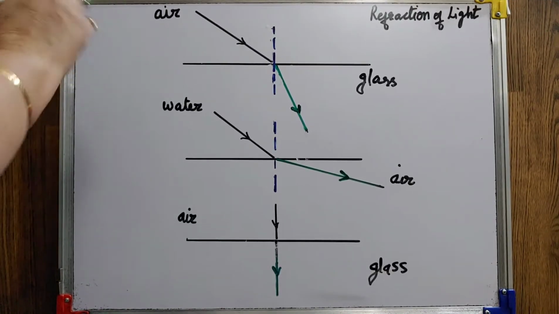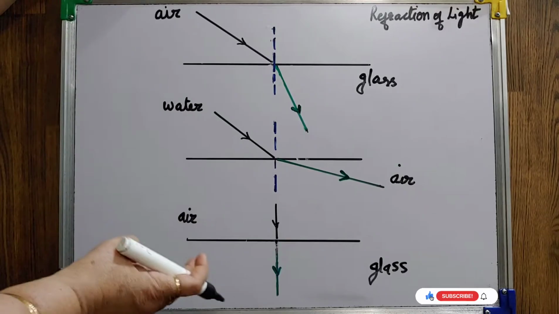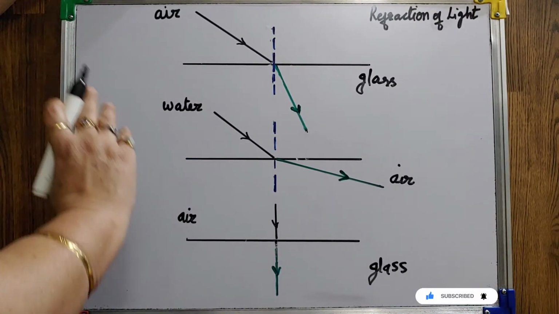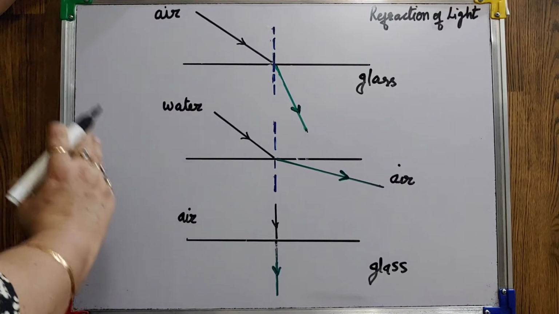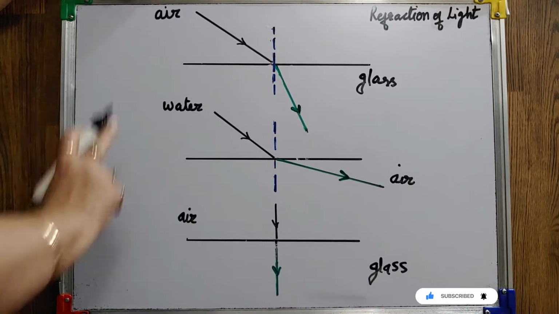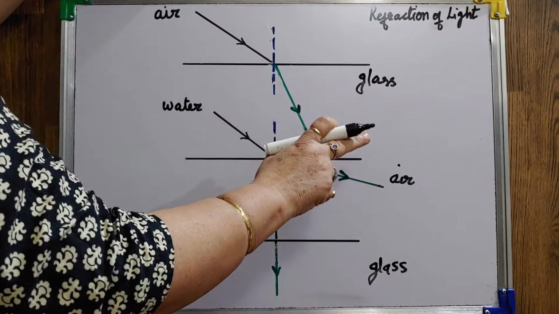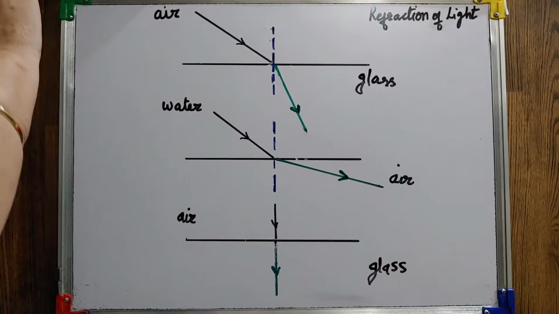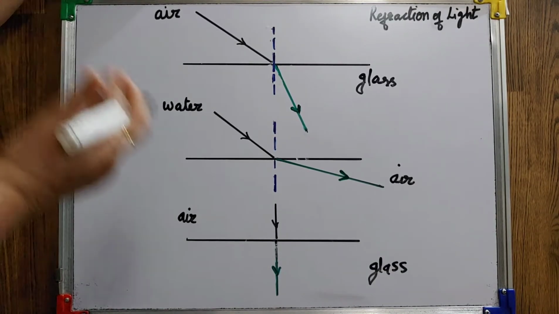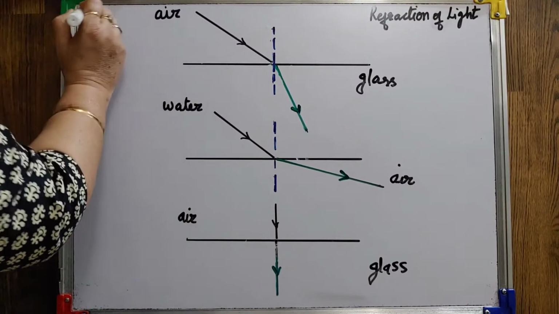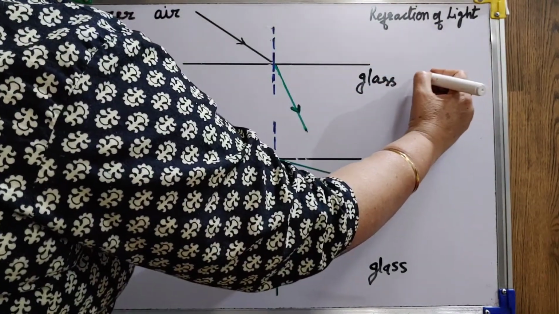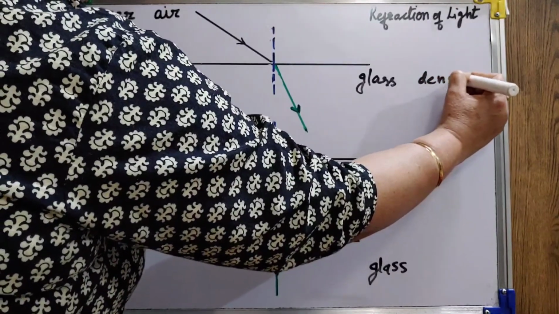Now students, in the reflection of light, both the incident ray and reflected ray are in the same medium, so the speed of the light remains the same. That's why both form the same angle with the normal, and the angle of incidence and angle of reflection are equal. But when light travels from one medium to another medium, we have to consider the density of the medium. Among a pair of media, one will have less density and another more density. The less dense one is known as the rarer medium, while the one which has more density is the denser medium.